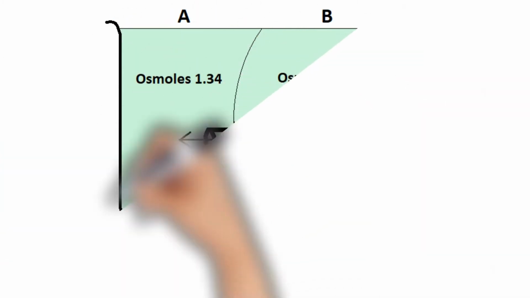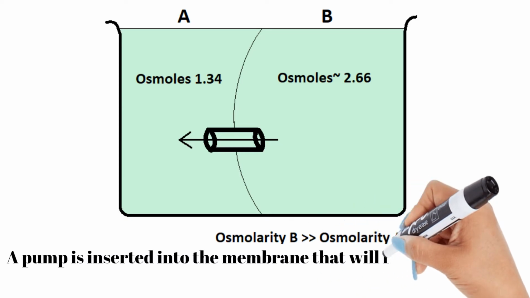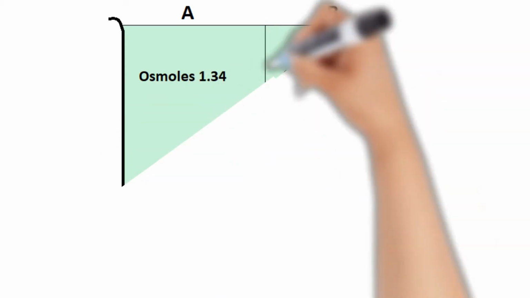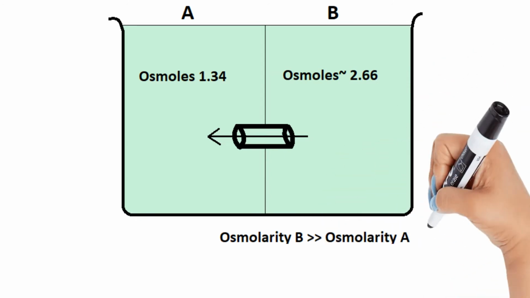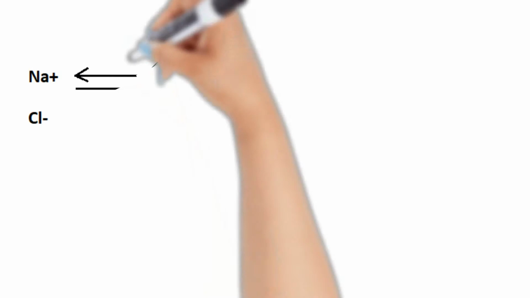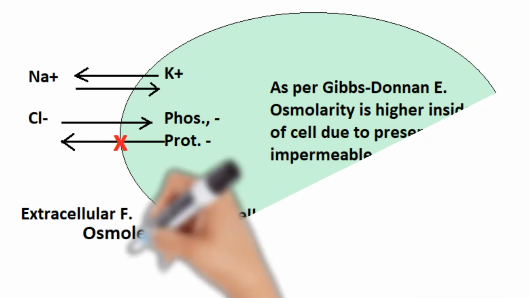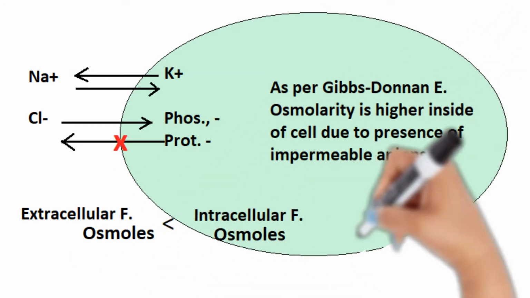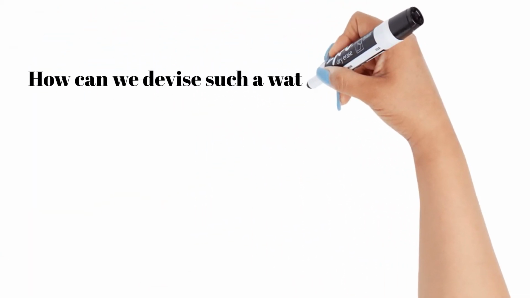If we want to prevent this from happening, we need to pump water out of side B into side A. Such a pump will continuously operate and prevent water excess and the resultant volume expansion on side B. Hence, it will hold the membrane in its place despite side B's higher osmolarity. This is what happens in case of a cell. It has a slightly higher osmolarity compared to ECF due to Gibbs-Donnan equilibrium. So osmosis of water can cause cellular swelling that needs to be prevented by pumping water out. How can we devise such a water pump for a cell?